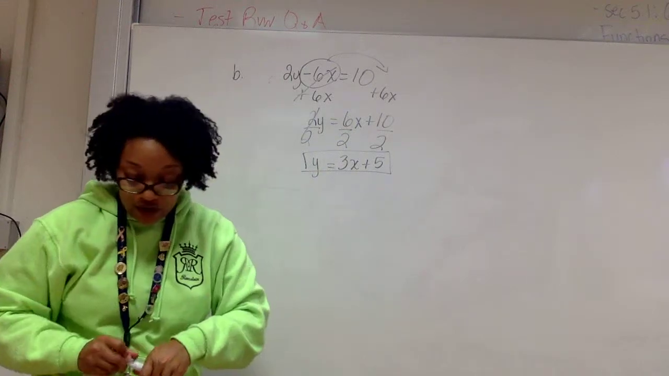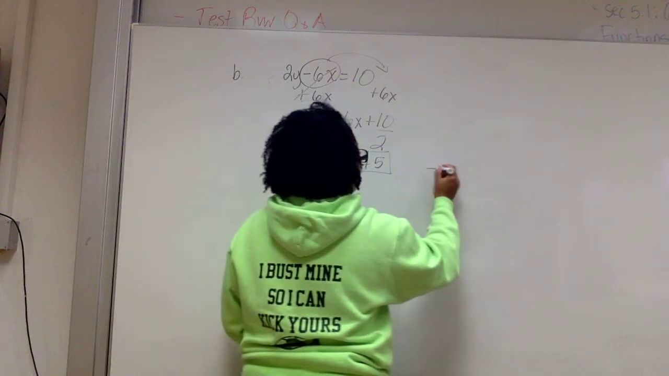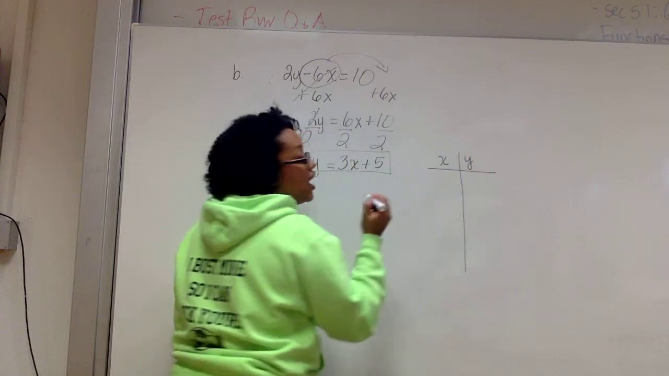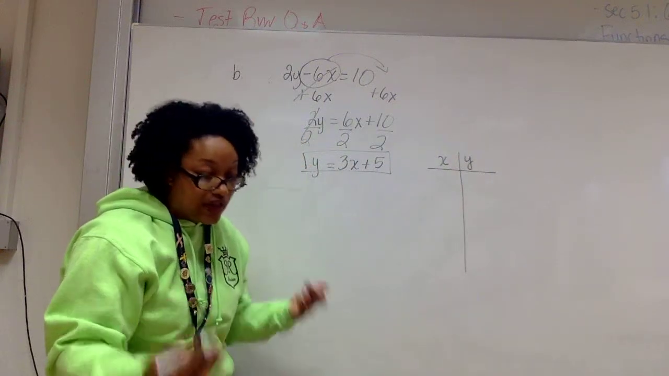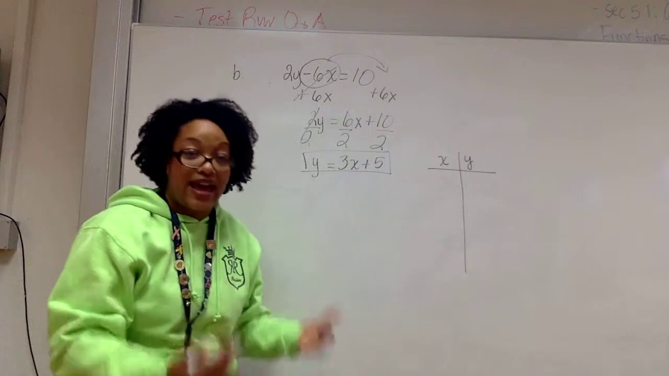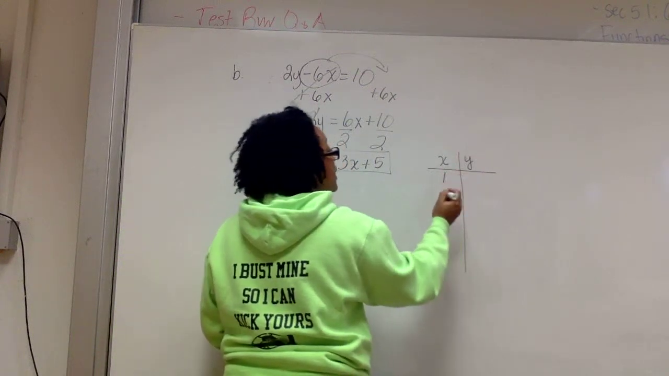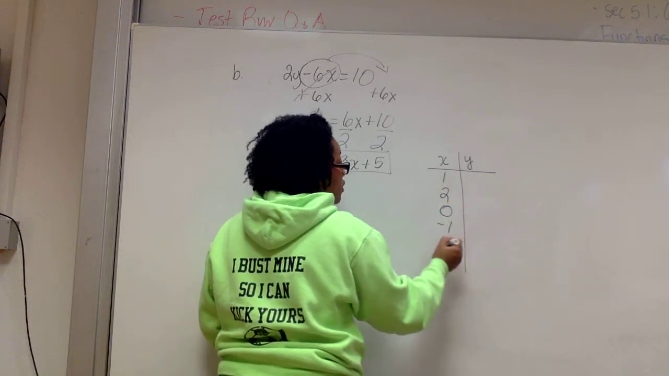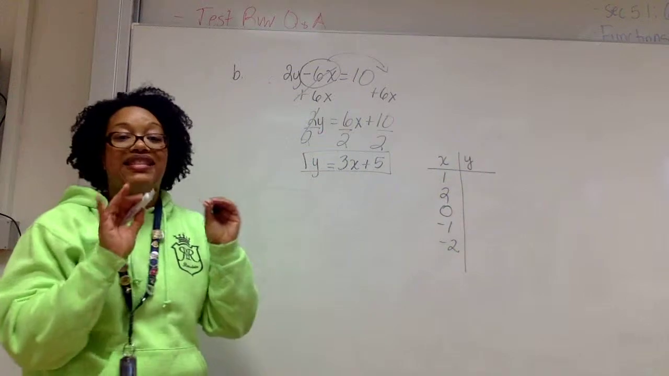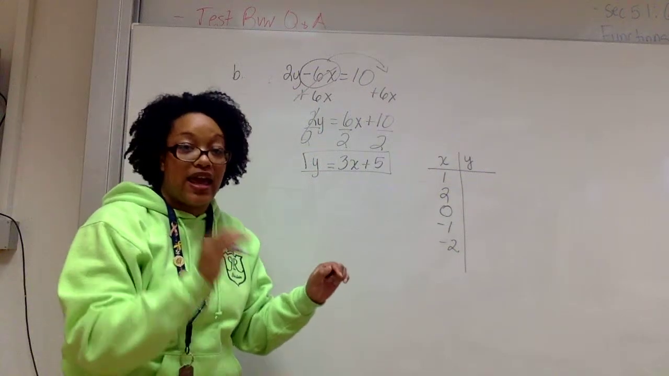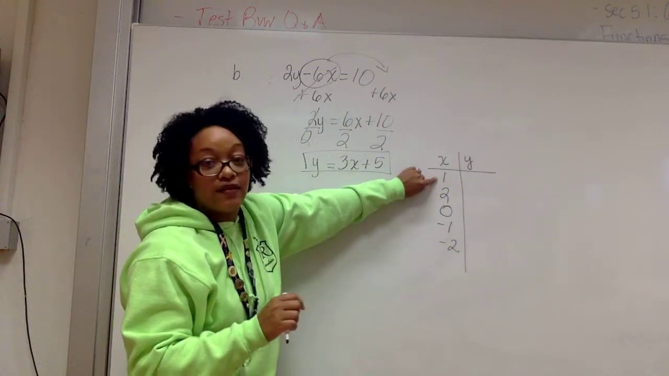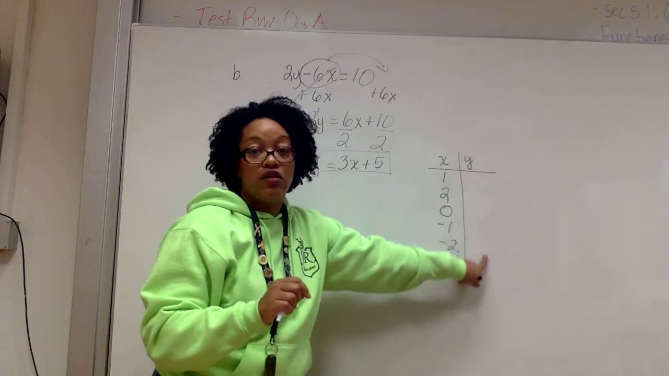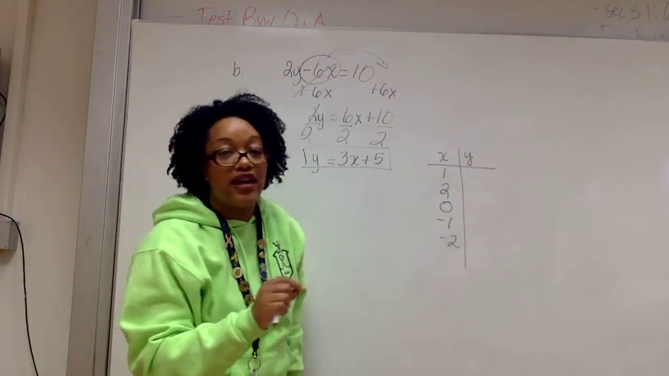So let's go ahead and get started. I'm going to get my XY table over here. And once again, we have the luxury of choosing our values of x. So I'm going to choose the same ones that I chose for part A. I think I chose positive 1, and then I chose positive 2, and then I had 0, negative 1, and negative 2. So I'm going to do the exact same thing I did for example A. I'm going to plug in the value of x, solve for y, complete my table, and then plot the points.